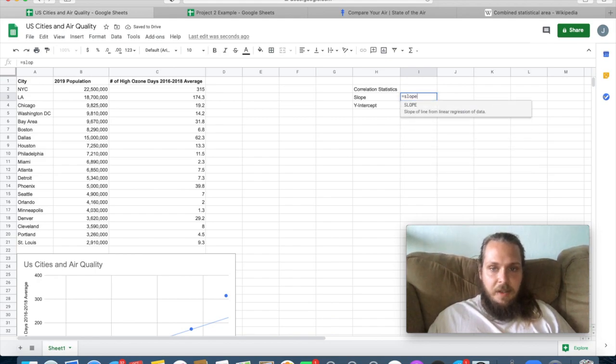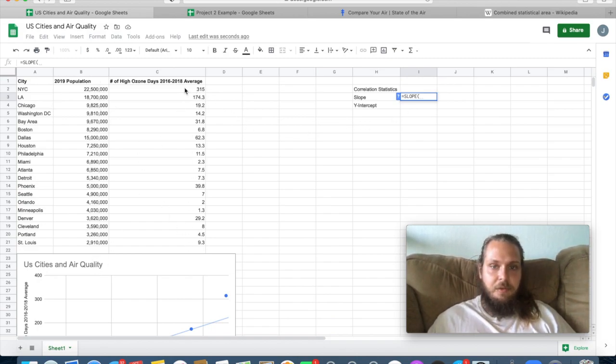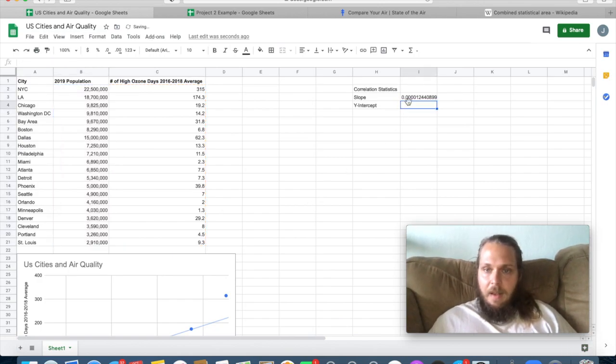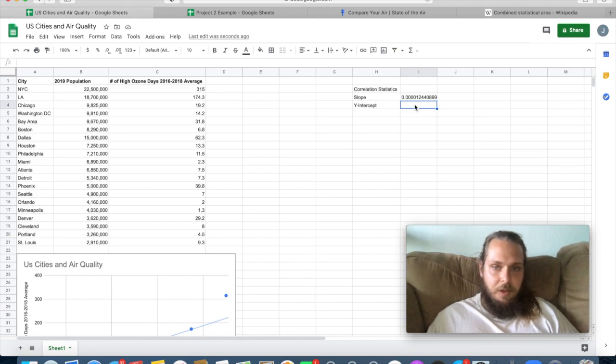If we want to find the slope of the line of best fit, we do equals slope. And then you do y, then x. And that's really, really important. Y, all of your data, and then we want a second set, so we do comma. And that's going to give me my slope. In this case, it's a really small slope, which is going to be a little hard to deal with, but you know, your data might be really wacky.